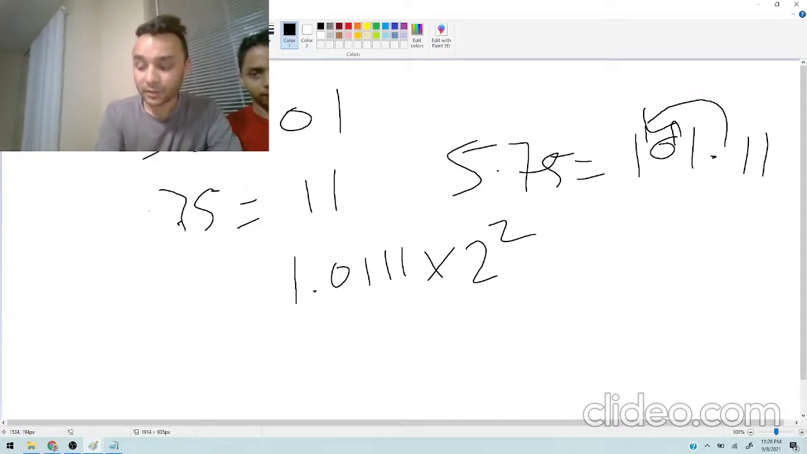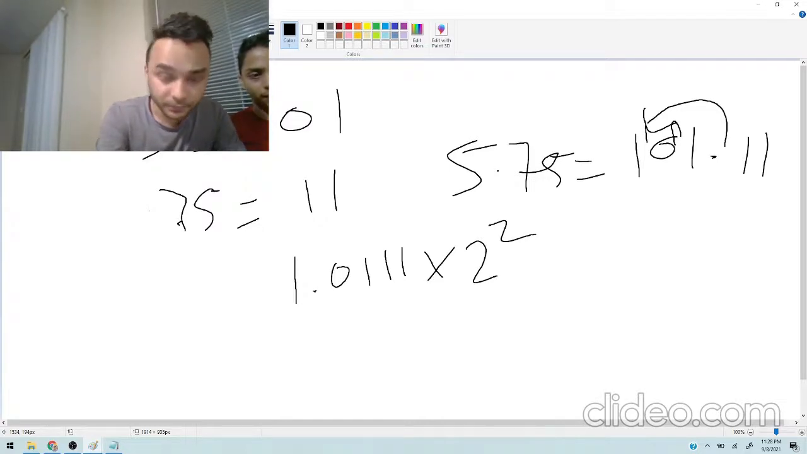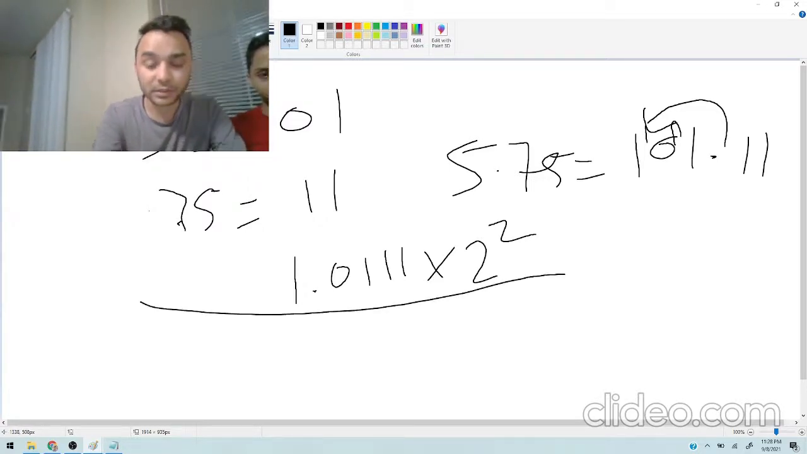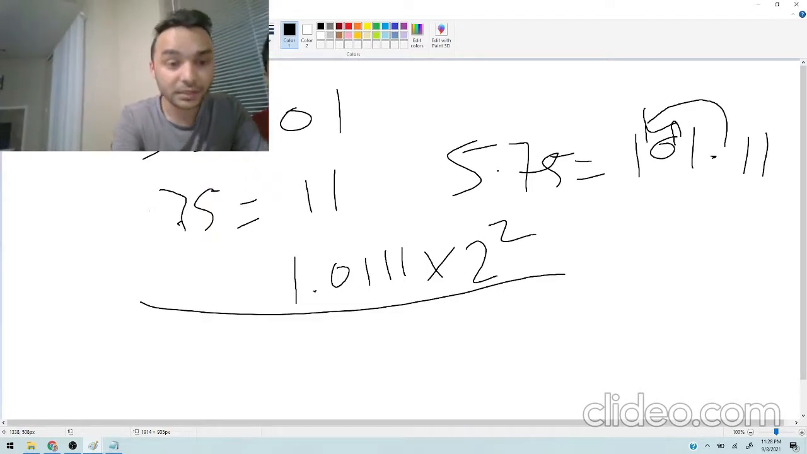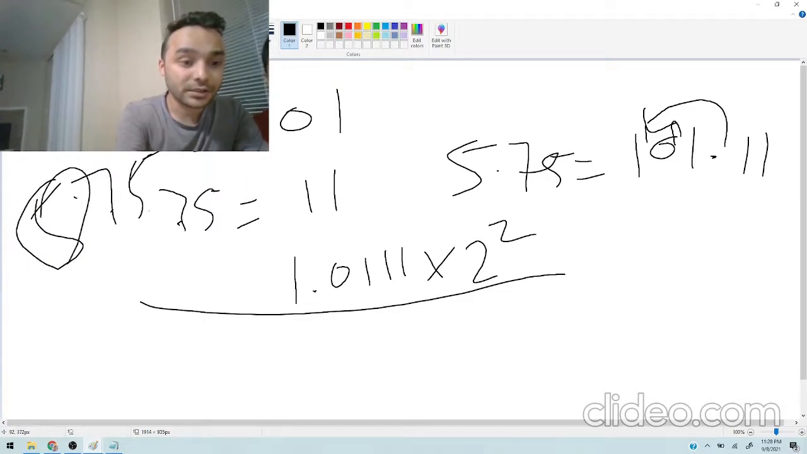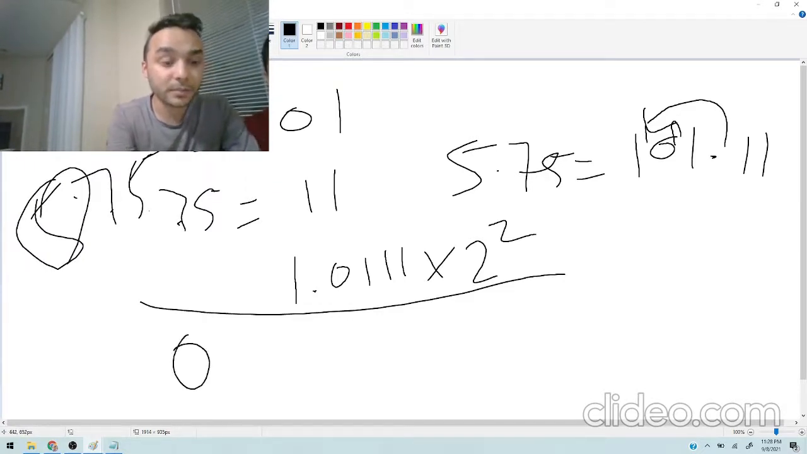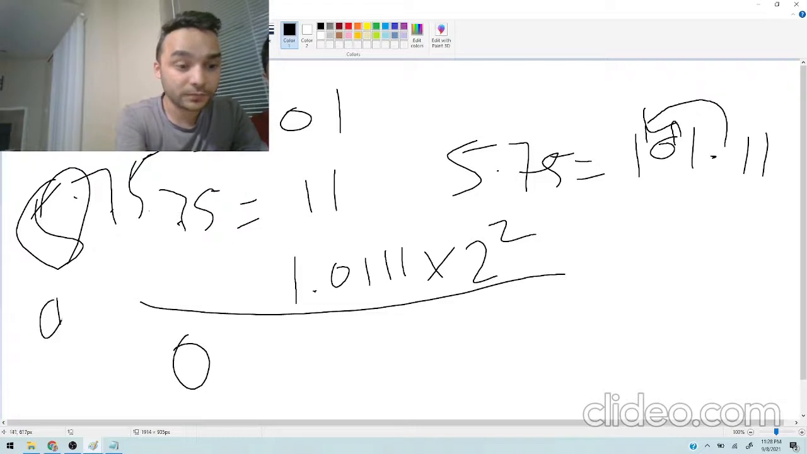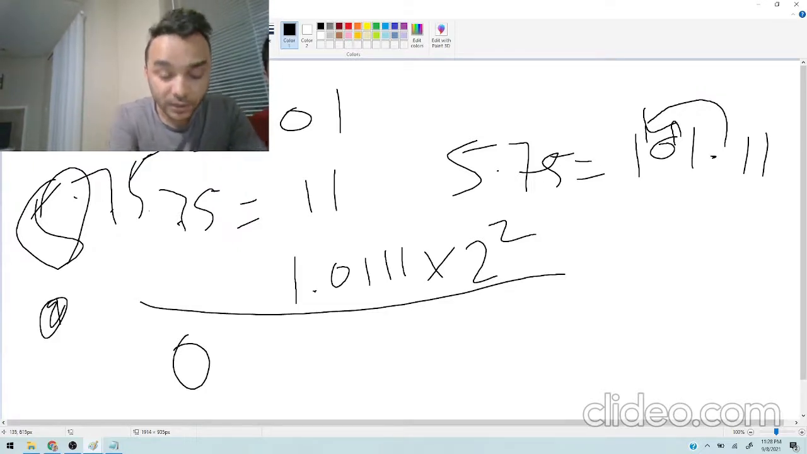After we find the scientific notation, we find the sign. Since the number 5.75 is positive, the sign is 0. If it was negative, it would be 1. So right here is 0.